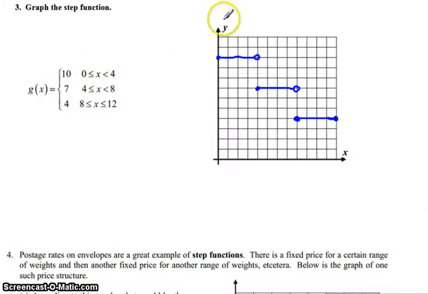So this is what I have. The value is 10 from 0 all the way to just less than 4. Since this is less than 4, I've got an open circle right here. Then it jumps down to here, closed circle at 4 because it's greater than or equal to, and I'm going all the way to here, to less than 8, open circle. And then from 8 to 12, all inclusive because it's or equal to, the value is 4. So this is it. That's your step function.